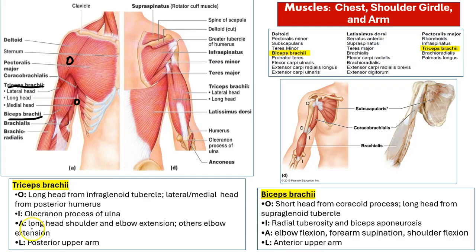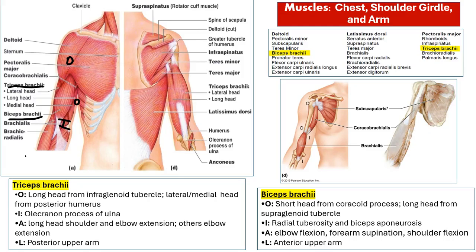And what is going to be our insertion? The olecranon process of the ulna. So we're going to be towards here, and we're going to have our insertion. So the goal is that, again, the insertion is going towards the origin, and that'll help us understand that the triceps brachii are the posterior upper arm.